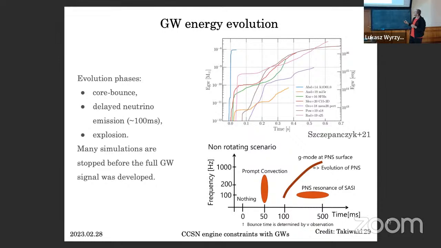Here, actually, this is not a rotating scenario, so you have nothing, or not much. And then if you have a rotating case, then you have a very, very strong signal at the very beginning when the star collapses. And then you can also have these modes of oscillation that are growing.